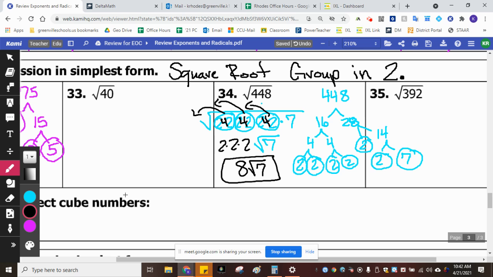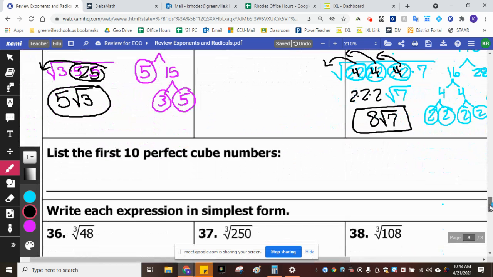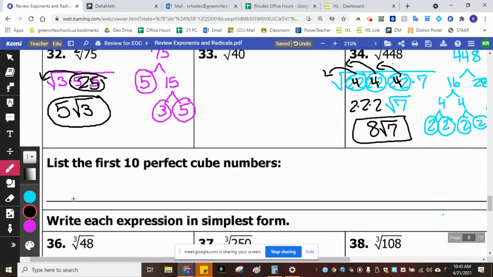All right. Then our perfect cubes. We're going to do the first 10 because they jump up a lot quicker. 1 times 1 times 1 is 1. 3 times now, that's what a cube is. 2 times 2 times 2 is 8. 3 times 3 times 3 is 27.